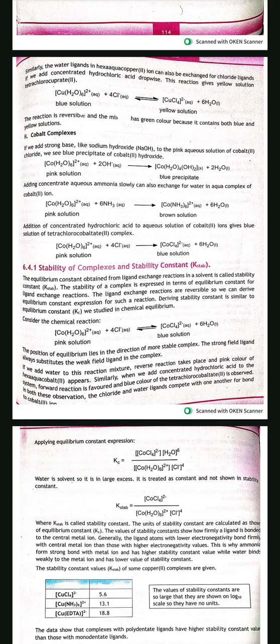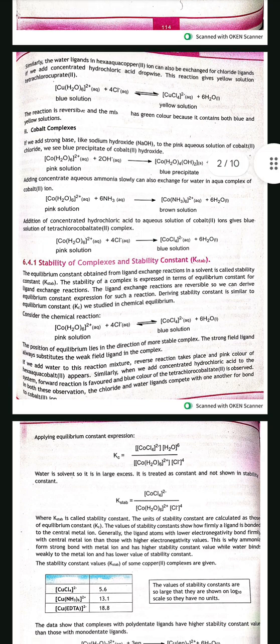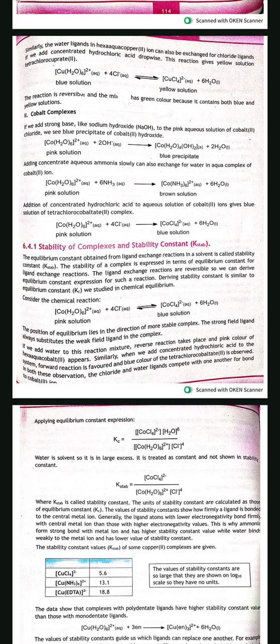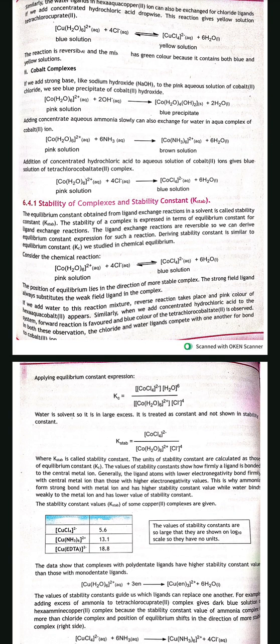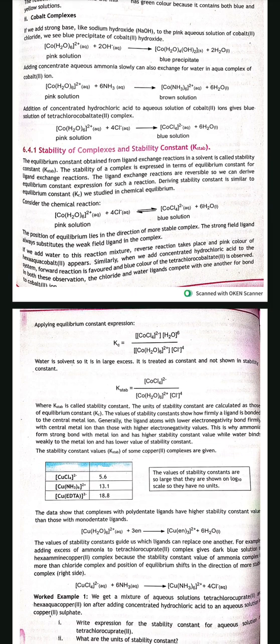Similarly, the water ligands in the hexaaquacopper ion can also exchange for chloride ligands. This reaction gives a yellow solution, tetrachlorocuprate 2. Blue solution plus 4Cl gives us yellow solution plus 6H2O. Cobalt complexes. If we add a strong base like sodium hydroxide to the pink aqueous solution of cobalt, we see a blue precipitate of cobalt 2 hydroxide. Pink solution of cobalt plus 2 hydroxyl gave us blue precipitate plus water.